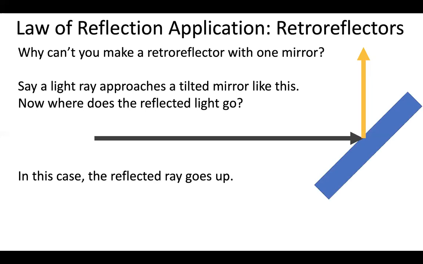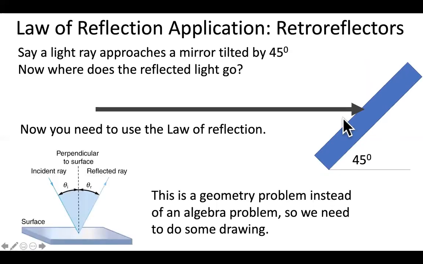So let's try and do a more quantitative analysis of these situations, but we'll keep the angles relatively consistent for a little bit. Let's consider a case where we have a beam of light coming in horizontally and it hits a mirror, which I'll now say is at an angle of 45 degrees. The question we want to answer in this problem is, where does the reflected light go?